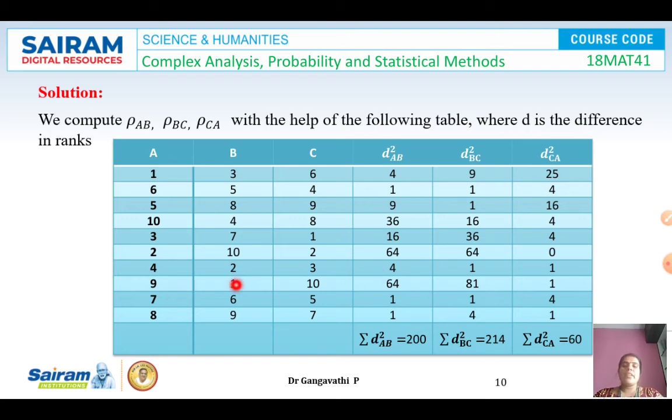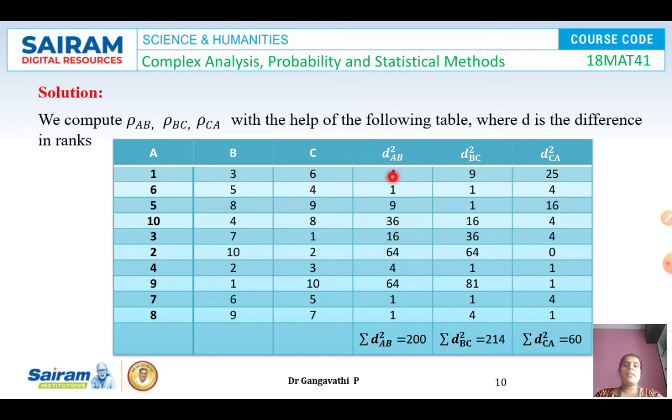Similarly, 9 minus 1 is 8, square of which is 64. 7 minus 6 is 1, square of which is 1. 8 minus 9 is 1, square of which is 1. So, for the formula, I need the sum of the d square values. So, we are summing up all the values entered, which gives the value as 200.